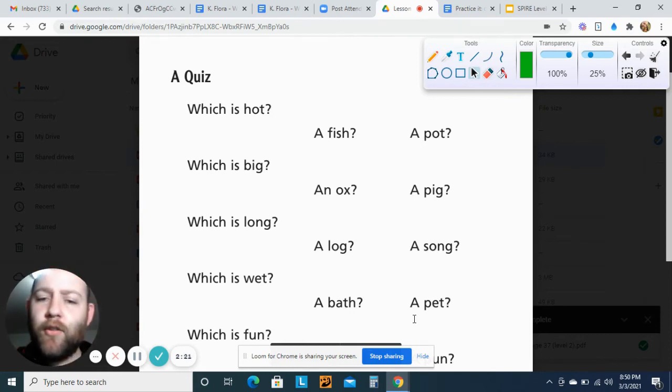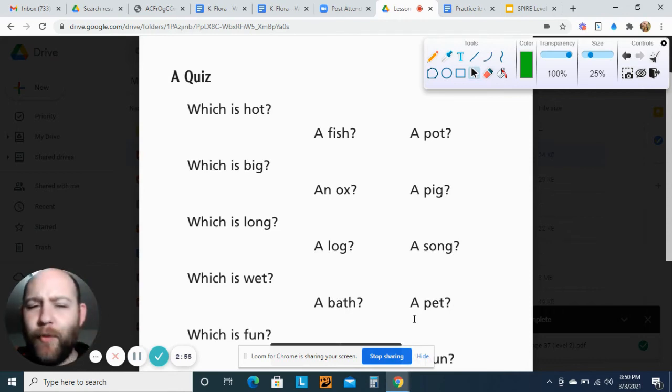All right. Which is long, a log or a song? Have you ever seen a log that is long? Yeah. What is the difference between the way a log is long and the way a song is long? Well, a log is long in terms of how many feet it is, whereas a song could be long with how many words it has in it. Right? That's how they're a little bit different with how long they are. All right?